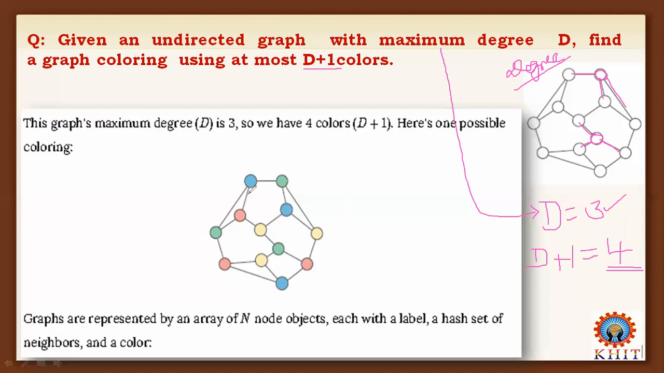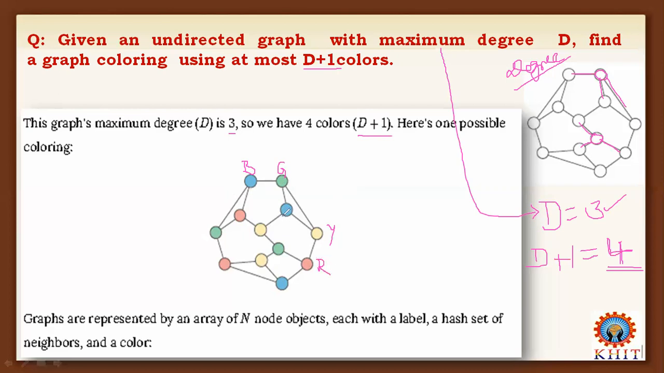So the main objective is you need to color the given graph with a maximum of 4 different colors only. Here assume that this graph's maximum degree is 3, and totally we require 4 colors to color the graph. So if you consider the graph, this vertex is colored with blue, this vertex is colored with green, this vertex is colored with yellow, and this vertex is colored with red.